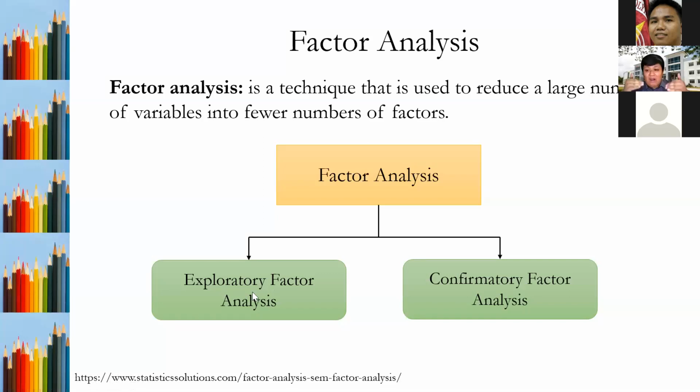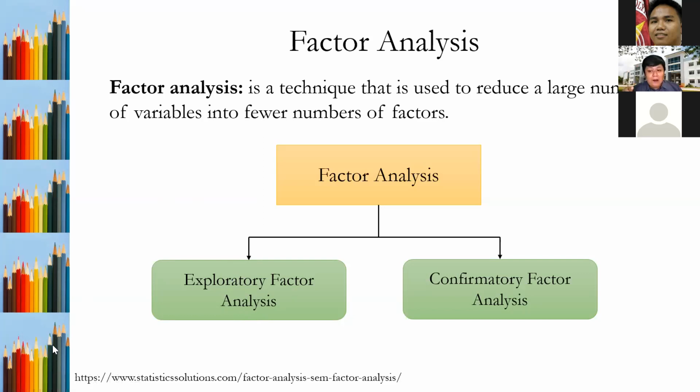There are two types of factor analysis: exploratory factor analysis and confirmatory factor analysis. What is factor analysis? It is a technique that is used to reduce a large number of variables into fewer numbers of factors or indicators or items. So factor analysis is used, for example, if you want to come up with items or indicators to measure a construct. If you're going to do it from scratch, it means you will be doing a new way of measuring, let's say, satisfaction. The first requirement is for you to conduct an exploratory factor analysis.